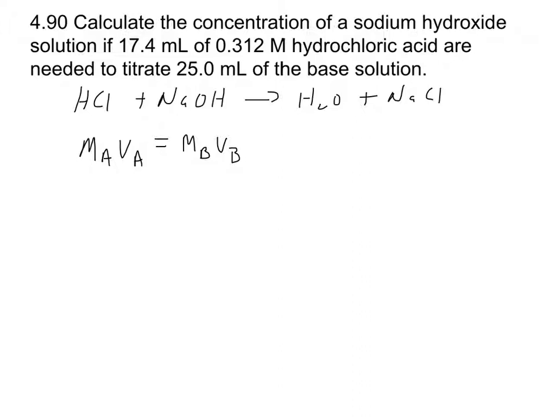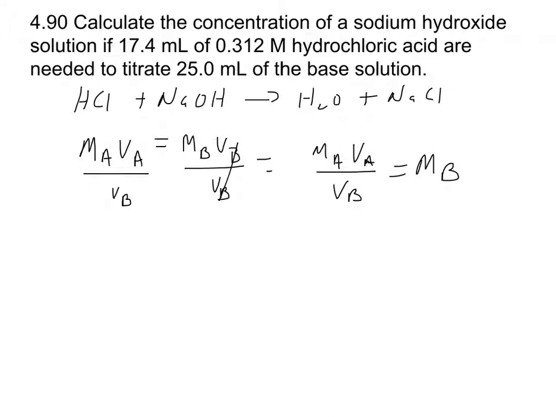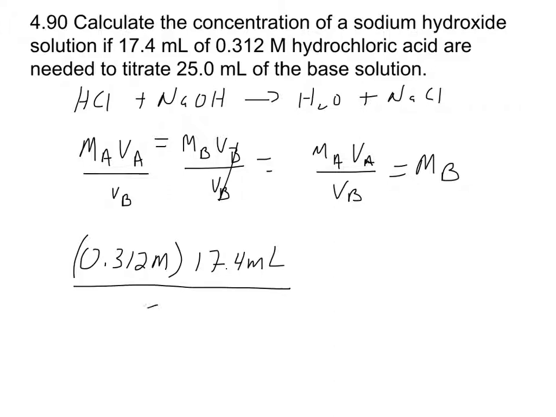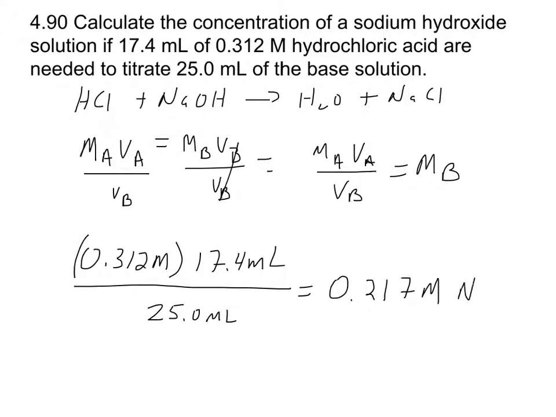And I want to calculate the molarity of the base, so I'm going to divide both sides by the volume of the base, and that is going to give me molarity of the acid times the volume of the acid over the volume of the base equals the molarity of the base. And now it's just a matter of putting in my numbers. So the molarity of my acid was 0.312 molar. The volume of the acid was 17.4 milliliters, and the volume of my base was 25.0 milliliters. When I calculate this out, I get 0.217 molar sodium hydroxide.